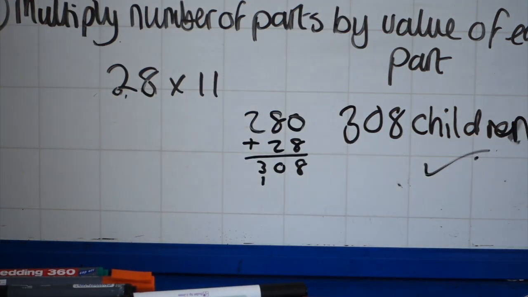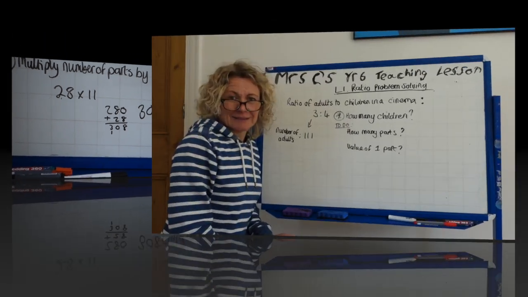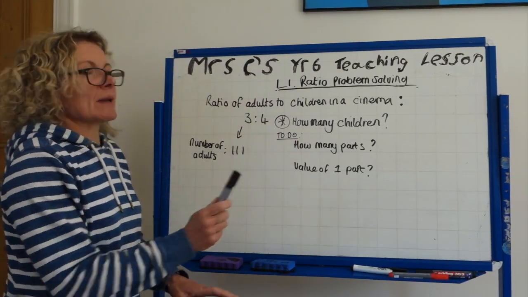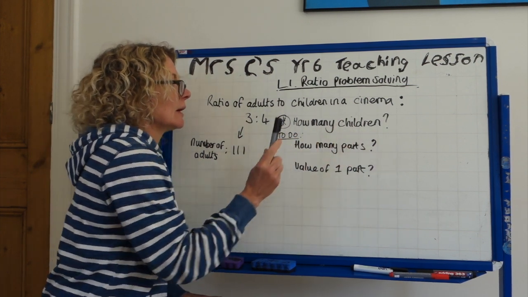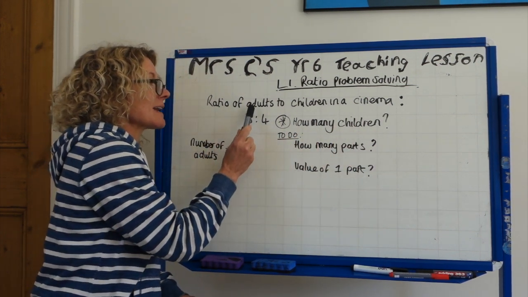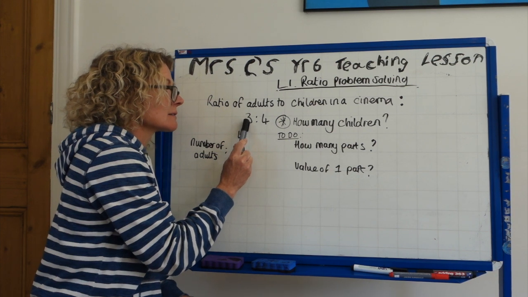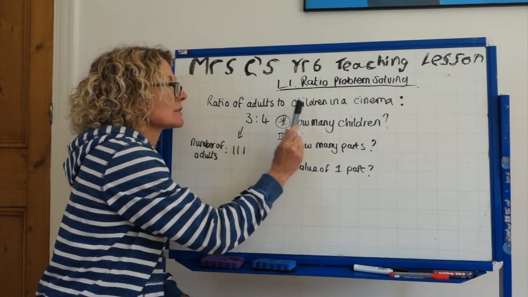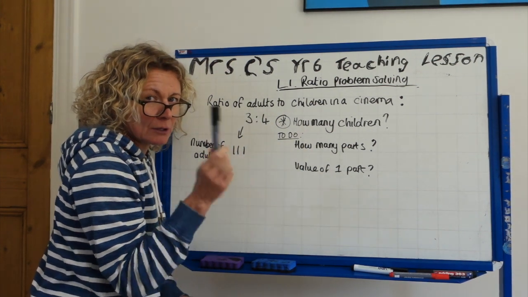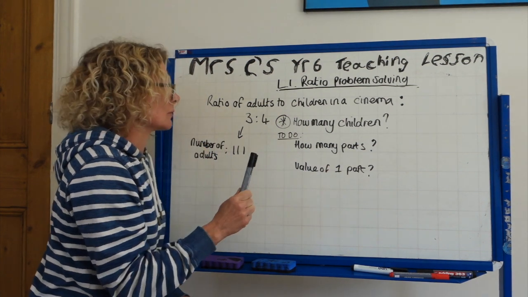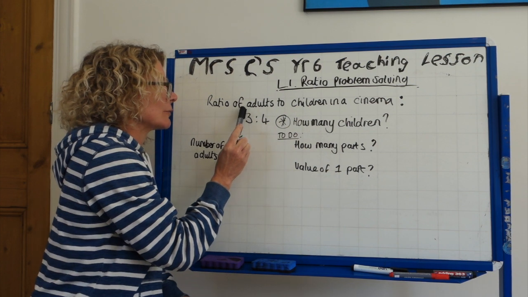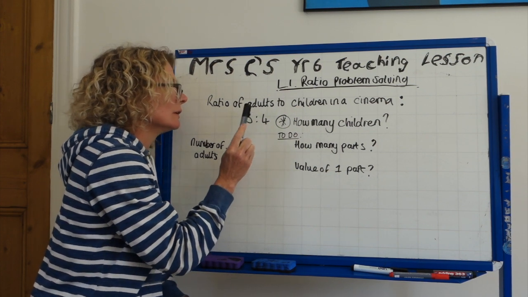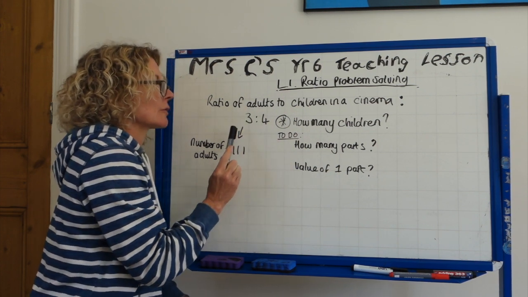Right, let's have a look at another couple of problems. Right, welcome back. So here comes another problem. The ratio of adults to children in a cinema. Of course it's adults to children, so this is the adults and this is the children. It always works the same way in the question. That's important for when I set you the questions in a minute or two. So adults is 3, children is 4. For every 3 adults, that portion, there are 4 children, okay?